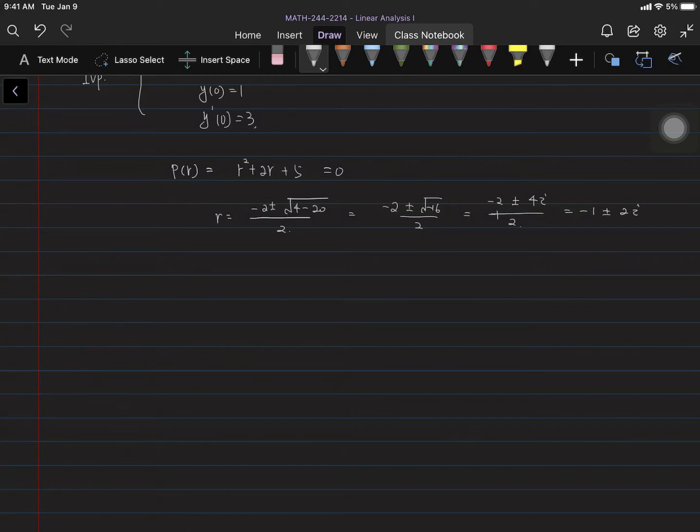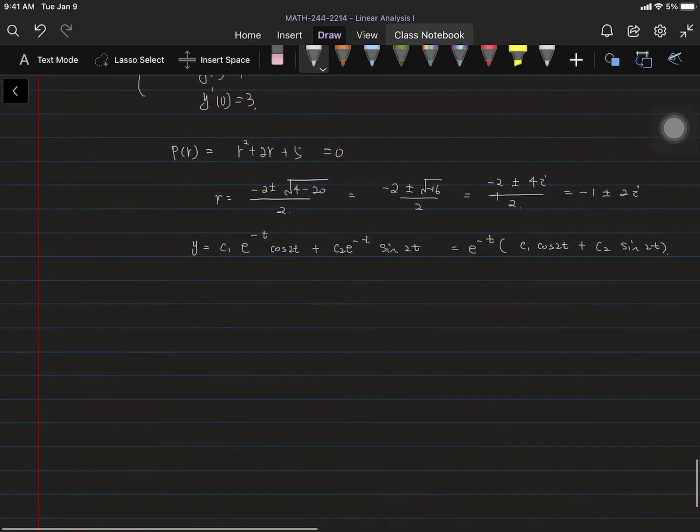In this case, our solution should be what? Let's see. y should be C1 e to the negative t, right? And cosine 2t, okay? And plus C2 e to the negative t sine 2t. Or you can factor e to the negative t out: C1 cosine 2t plus C2 sine 2t. So this is our solution.